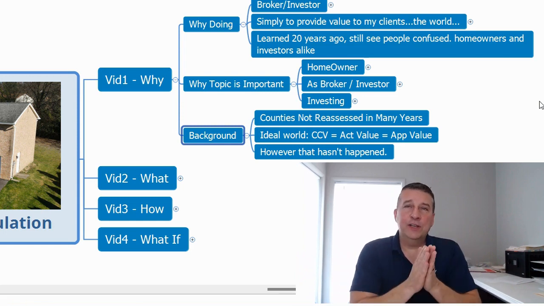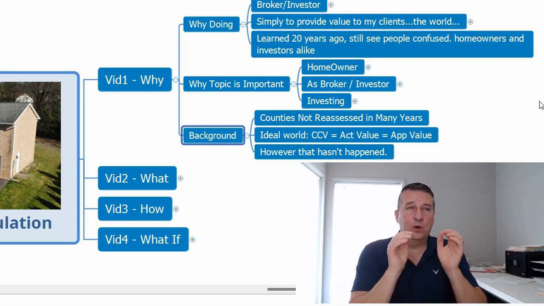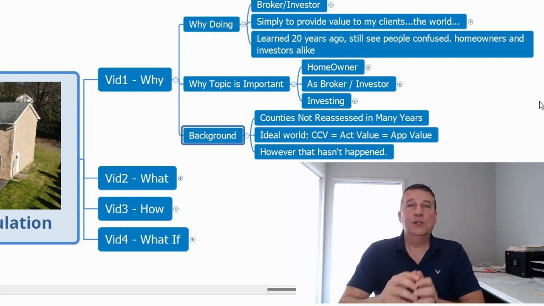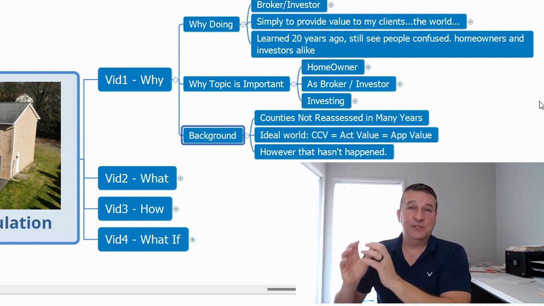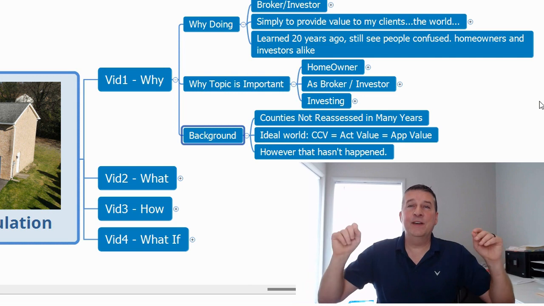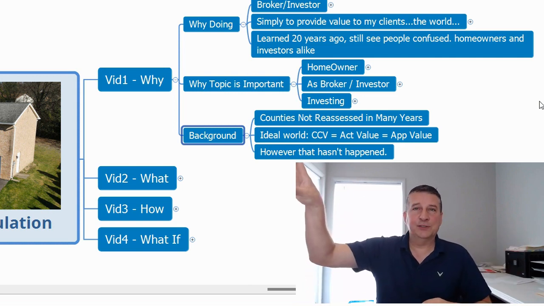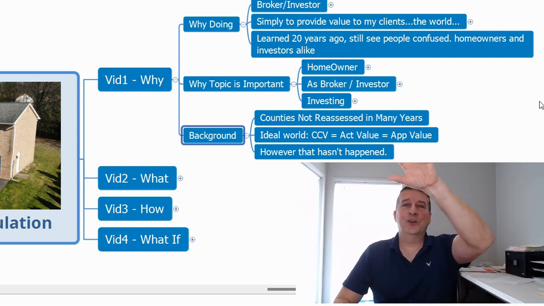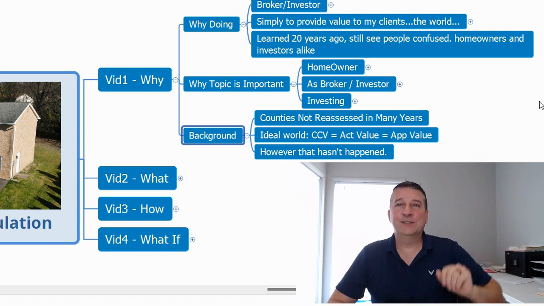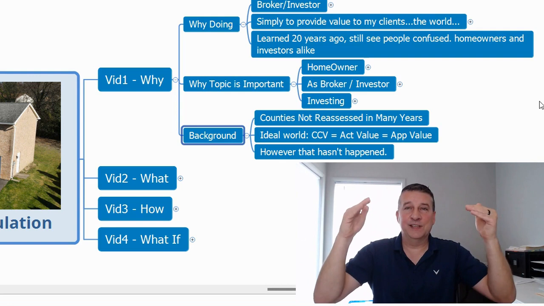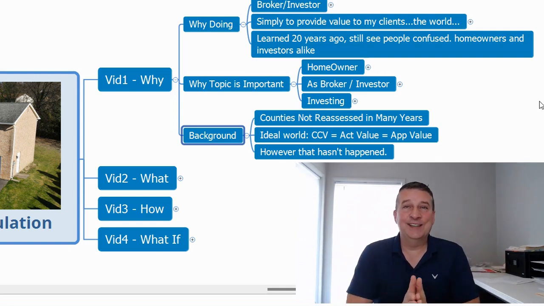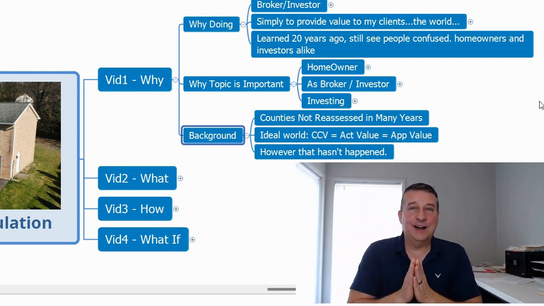In the grand scheme of perfect things in the world, as far as values and real estate valuations and assessments, the county's calculated value for what your property is worth should be the same as the actual, real market value of it, as well as the appraised value. So you have these three values. You have what an appraiser says your home's worth, what the market says your home is worth, and what the county says your home is worth. In a perfect world, all three of those values would be the same. However, that is not the case. It's not the case at all. There's quite a lot of variation.